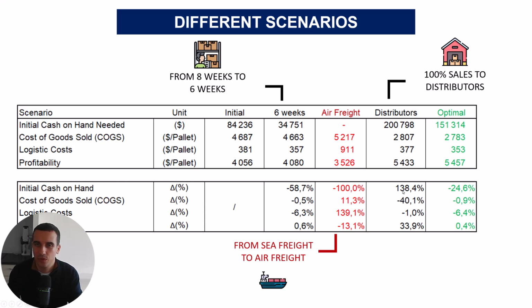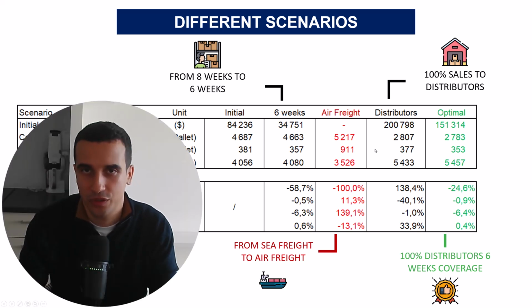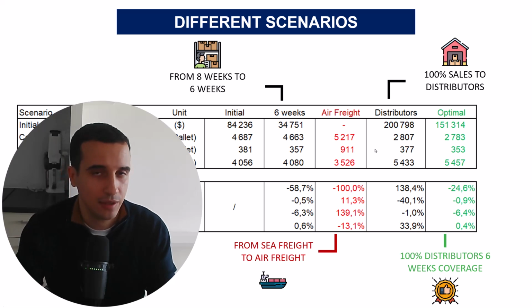It's nearly a 140% increase. And for me, what I could define as the optimal scenario is selling to distributors with 6 weeks of coverage, combining both. So that's the one for me. And I would say my job stops at that level, because I'm not the business owner, I'm not the business decision maker, and I don't have all the parameters to take the right decision.